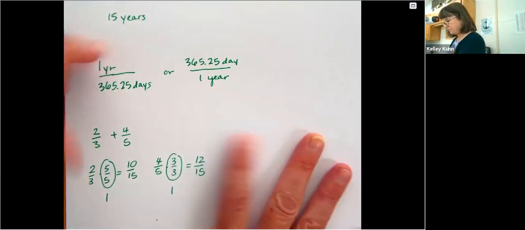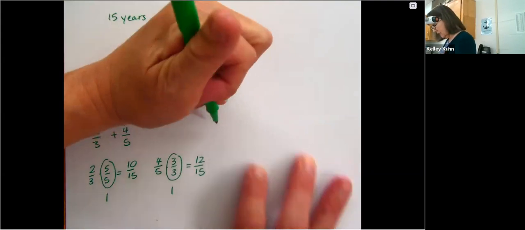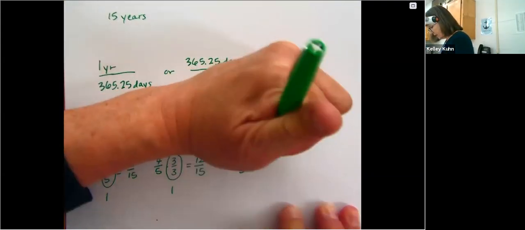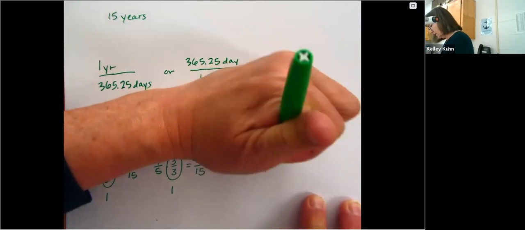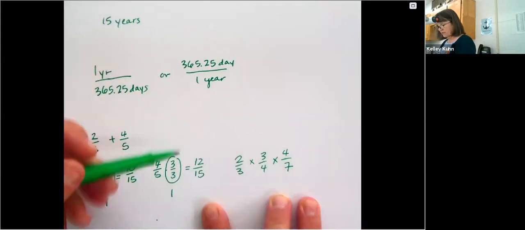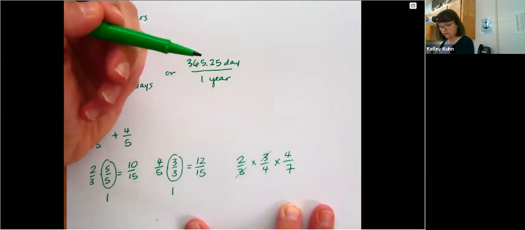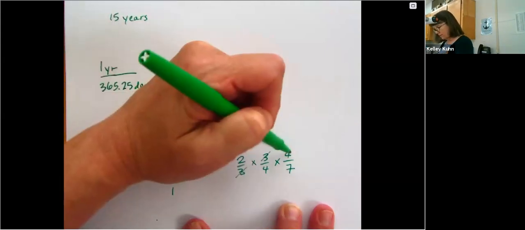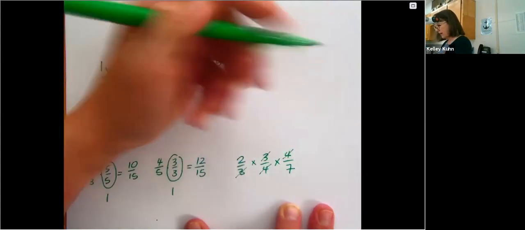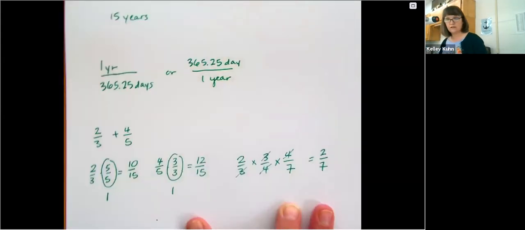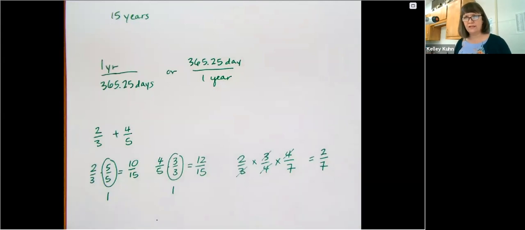For example, if I was multiplying 2/3 by 3/4 by 4/7, because I have a 3 in both the numerator and the denominator, I can cancel that. Because I have a 4 in both the numerator and the denominator, I can cancel that. So this would come out to be 2/7. You remember that math, right? Anything that's in both the numerator and the denominator can cancel.